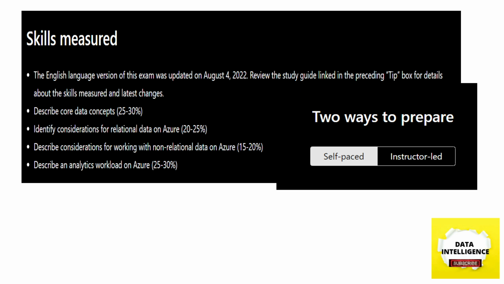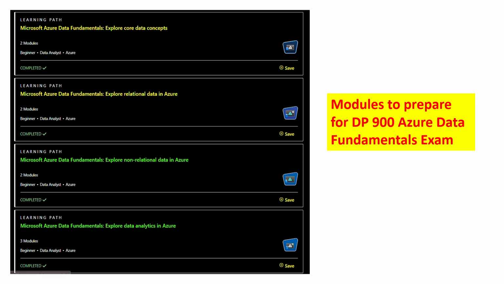For the self-paced one, these are the modules which you have to prepare for the DP-900 Azure Data Fundamentals examination. Here the first topic is explore the core data concepts. It includes two modules. Explore relational data also has two modules, non-relational data has two modules, and data analytics in Azure has three modules. Once you have done all the learning parts, you can see it marked completed. Once you have completed everything, it will give you all the basic information and basic concepts for how to approach this examination.